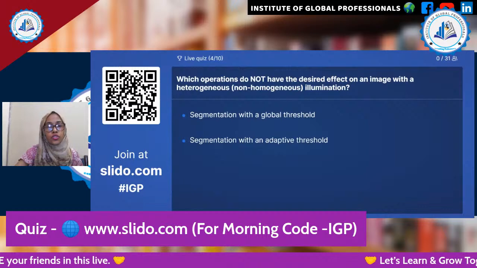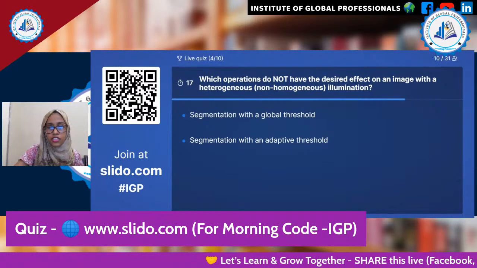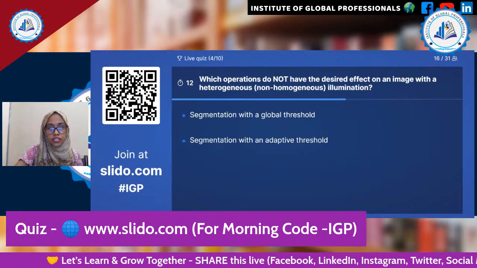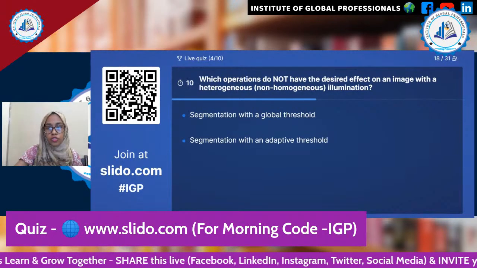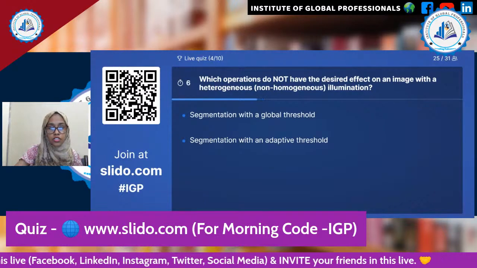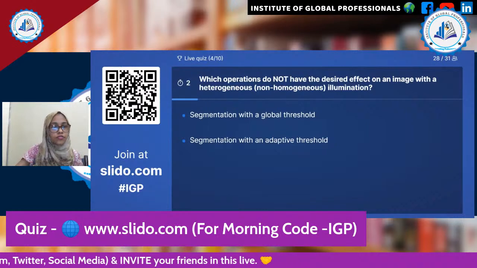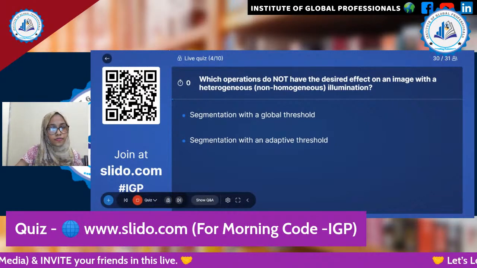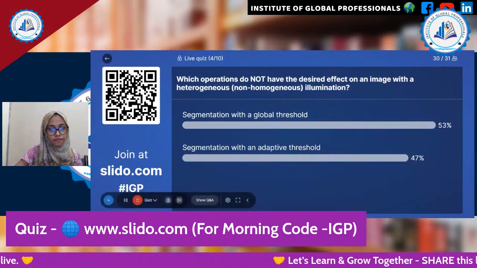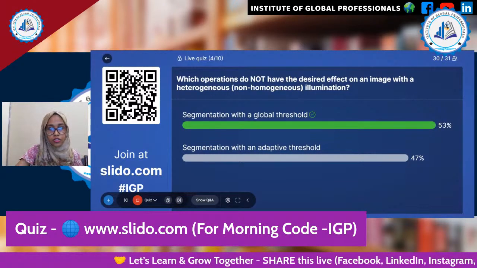Question number 4. Which operation does not have the desired effect on an image with a heterogeneous, non-homogeneous illumination? First option, segmentation with a global threshold. Second option, segmentation with an adaptive threshold. And the correct answer is segmentation with a global threshold.